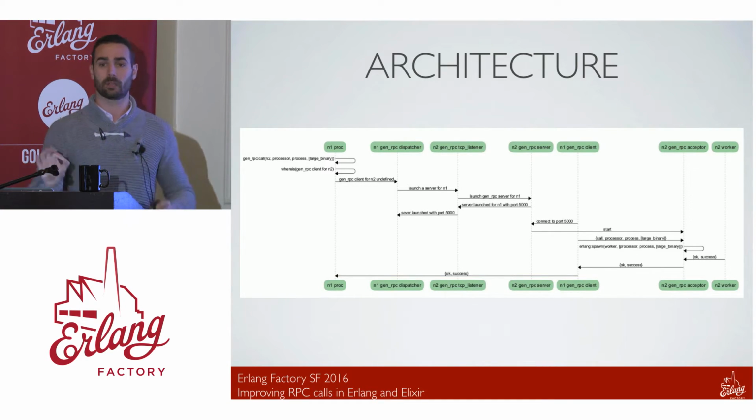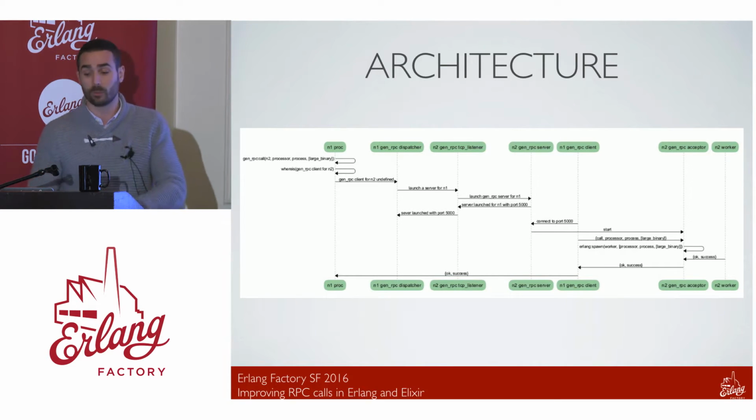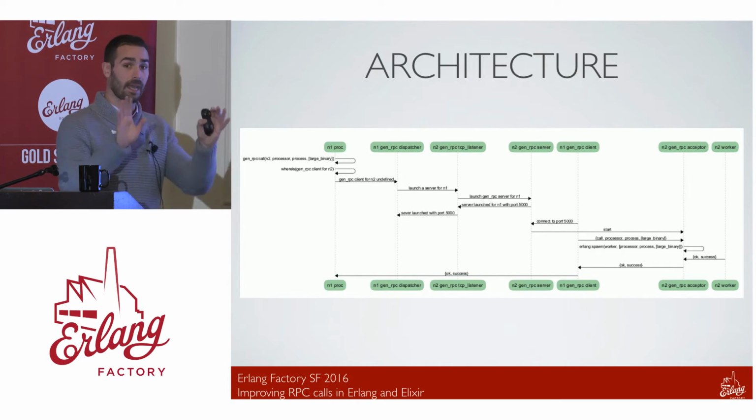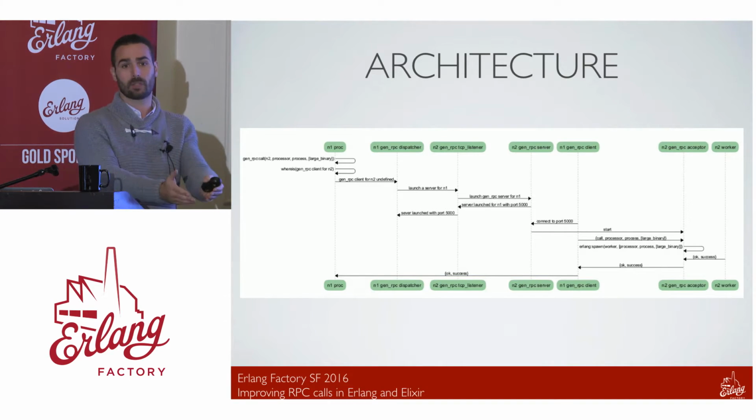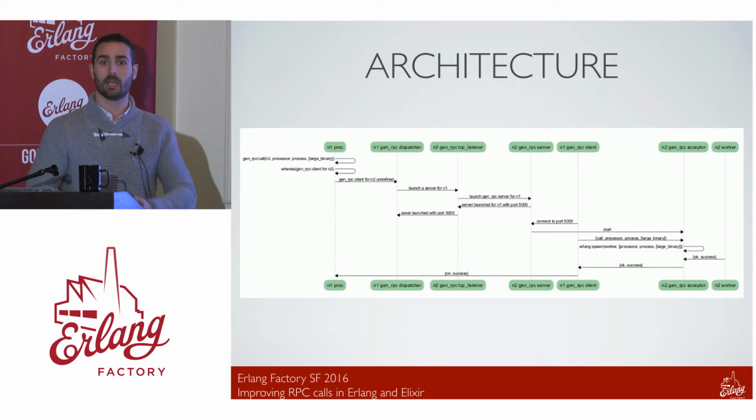It will dynamically allocate a port through gen_tcp listen 0. It will get that port, read that port from the server that is listening on it, and report it back to the client and say, hi, I've launched a server. Here's the port that you're supposed to connect to. The client takes that information and explicitly connects to that port.